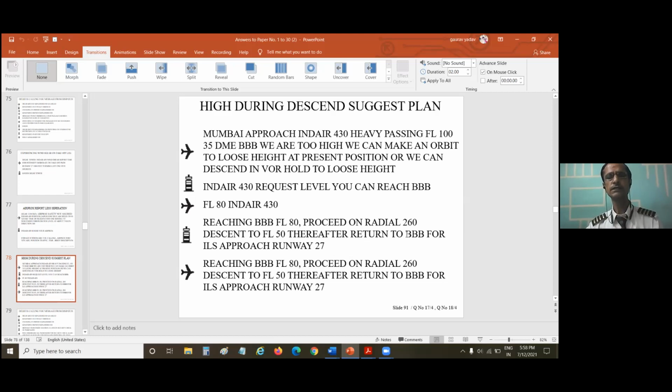You come to Mumbai, that is Bravo, radial VOR, and from there we can be asked to come for ILS approach, that is instrument landing system approach, for runway 27. Okay. After that, once you come back to Mumbai, again you will get further instructions from ATC to land. Again they will guide you. But for the timing, you go to 260, lose 3,000 and come back to Bravo. Then we will maybe give you a landing on runway 27, an ILS landing. So you have to read back the ATC clearance: reaching Bravo, flight level 80, proceed to radial 260, descend to flight level 50, thereafter return to Bravo for ILS approach, runway 27, Kingfisher 7880.